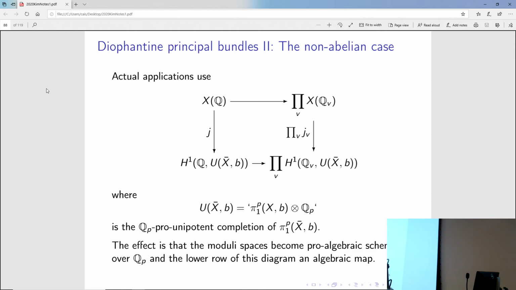So this is a map that in principle can be computed, whereas that inclusion of rational points is very, very hard. So that's the general idea. We replace the inclusion of global points inside the adelic points by an algebraic map that can be computed.